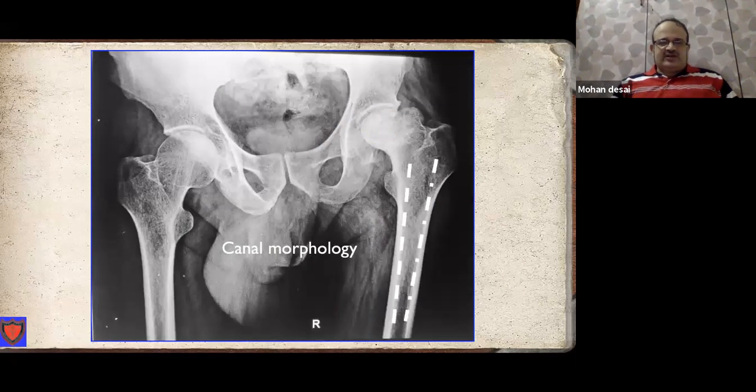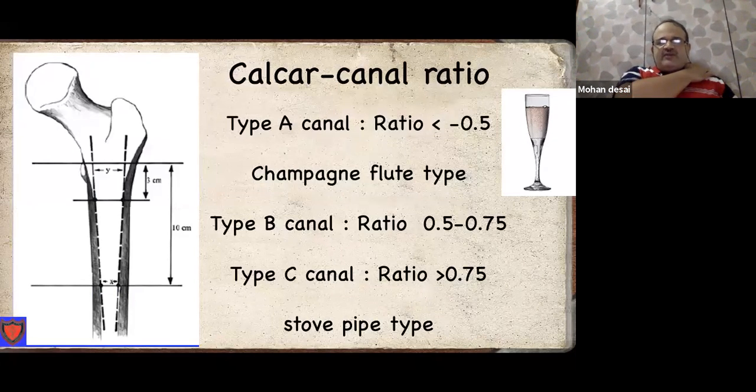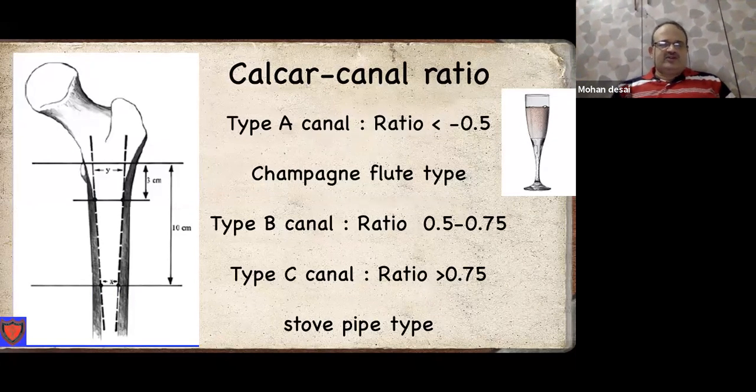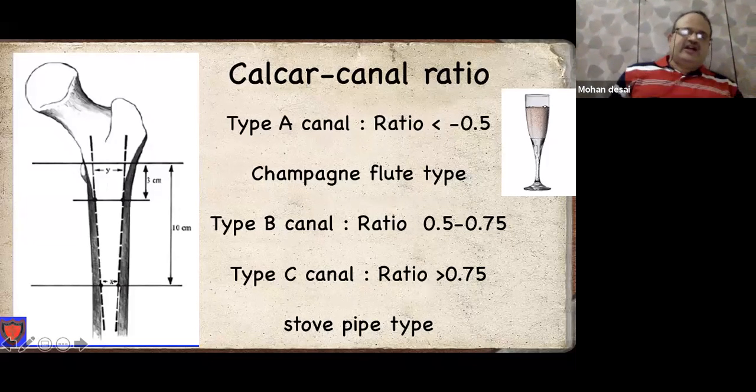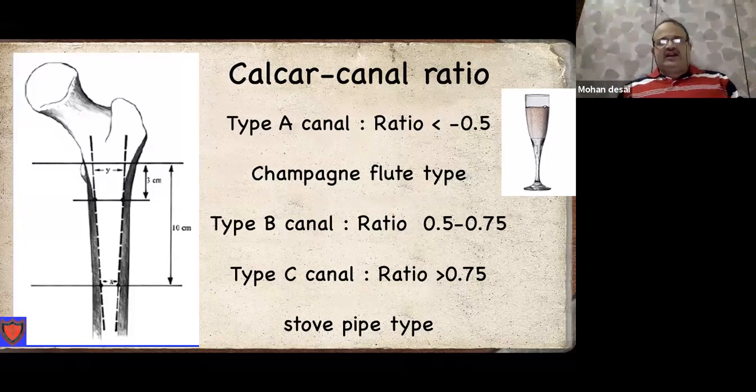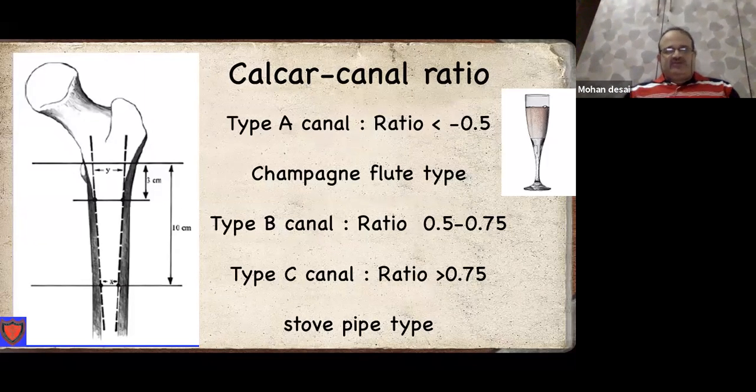Okay. Then on the X-ray, you also see the canal morphology, and canal morphology is typically divided into type A, type B, and type C. If you take a distance of 3 centimeters from the lesser trochanter, and then 10 centimeters, and take this ratio of X upon Y, then if it is less than 0.5, that means a narrow canal. Typically, this is in a young patient with strong bone and thick cortices, and these are ideal for the uncemented prosthesis.